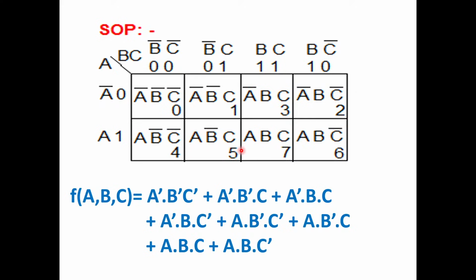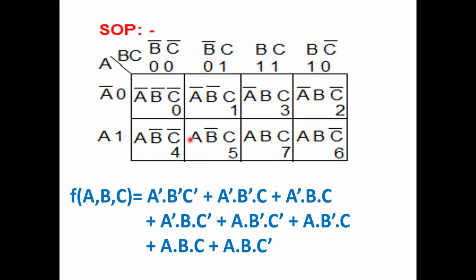For box number 7. Okay, so box numbering is 7. So look at the left A, top, B, C. A, B, C. For the box whose number is 6, look at the left, that is A, top, B, C bar.